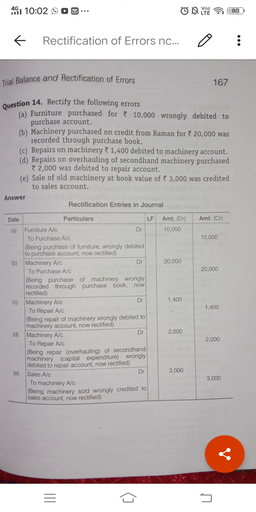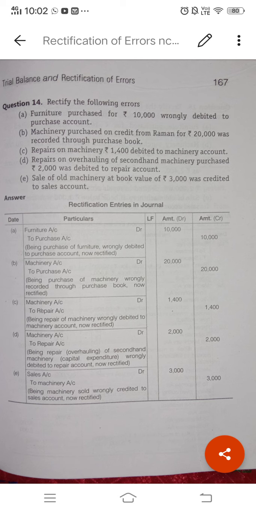Next one. Repairs on machinery 1400 debited to machinery account. So in the book the answer is wrong. Okay, so that is C. Machinery account debit to repair account is the wrong solution for C. So when you are doing the sum, write properly. Repairs on machinery rupees 1400 debited to machinery account.